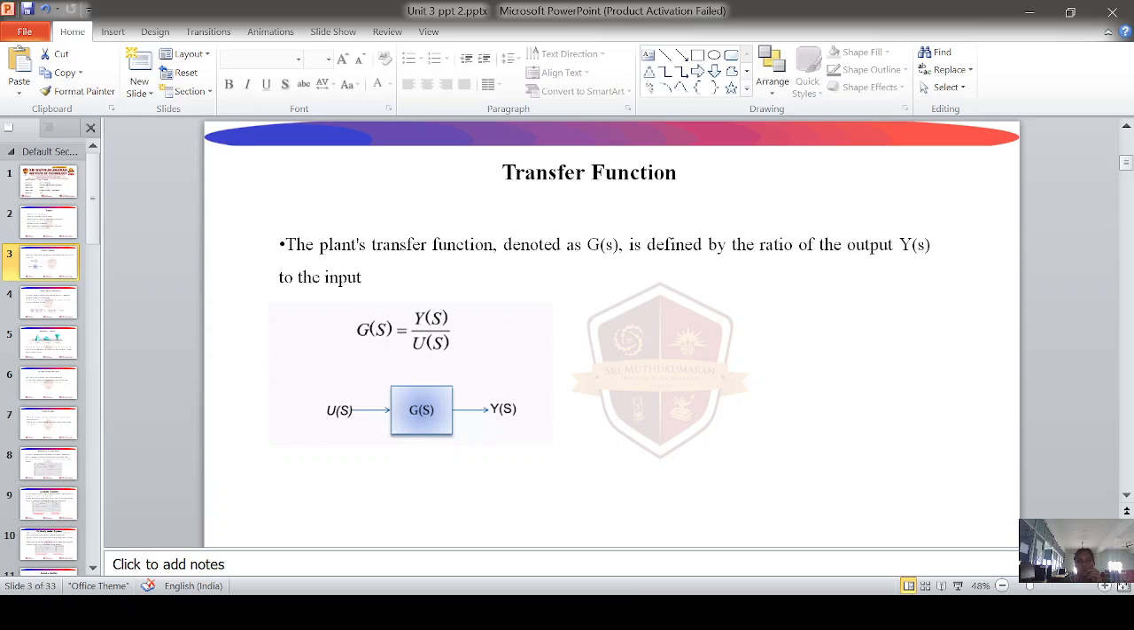Transfer function. The plant's transfer function is denoted as G of s. It is defined by the ratio of output Y of s to the input U of s. So we have to write G of s equal to Y of s divided by U of s.